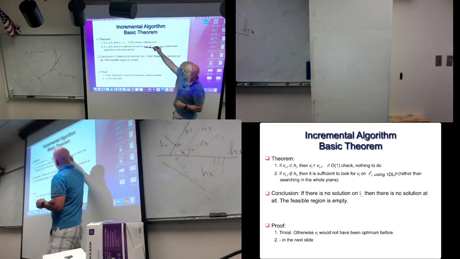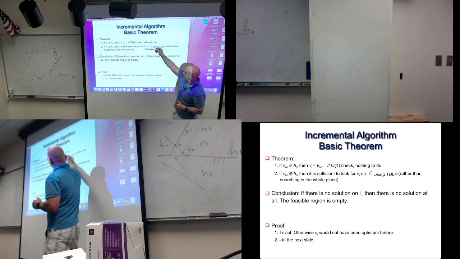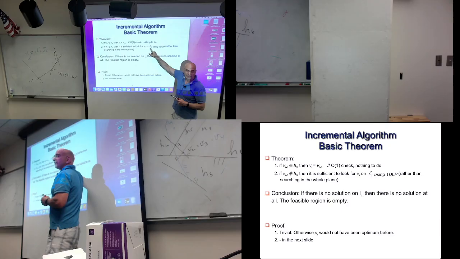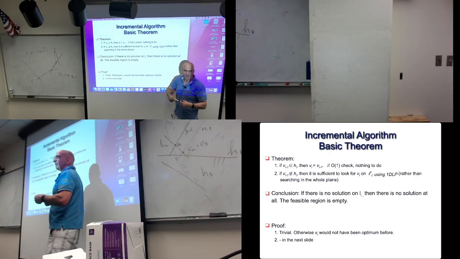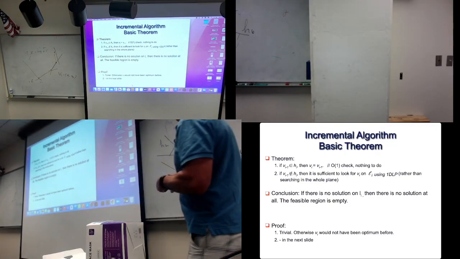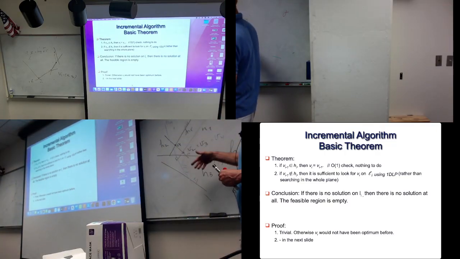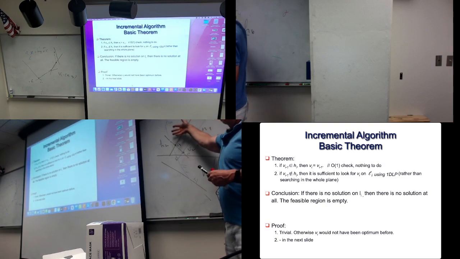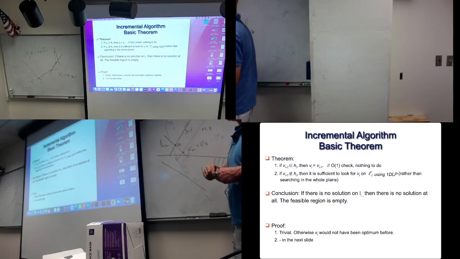If, on the other hand, Vi violates Hi, then, as we'll see, you do need to look for a new solution. Vi minus 1 will not do. So we have a new linear programming problem to solve. But there is some catch that will help us a lot. Beforehand, I was looking for a solution in the whole two-dimensional plane. Every point in the plane might have been a candidate.